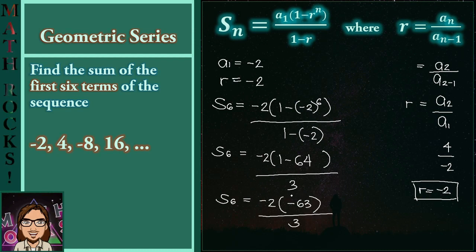We may apply the cancellation method because we can easily divide the negative 63 by 3. Doing so, we have a value of negative 21. And negative 21 times negative 2 gives us positive 42. So the sum of the first 6 terms is positive 42.